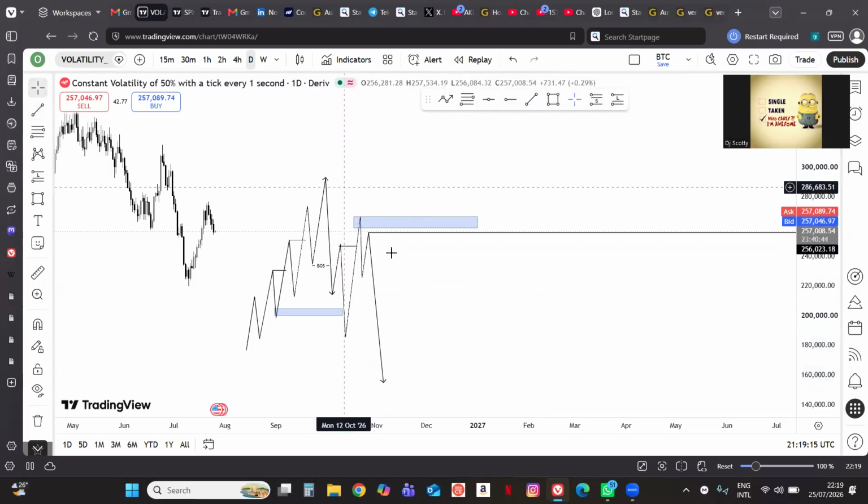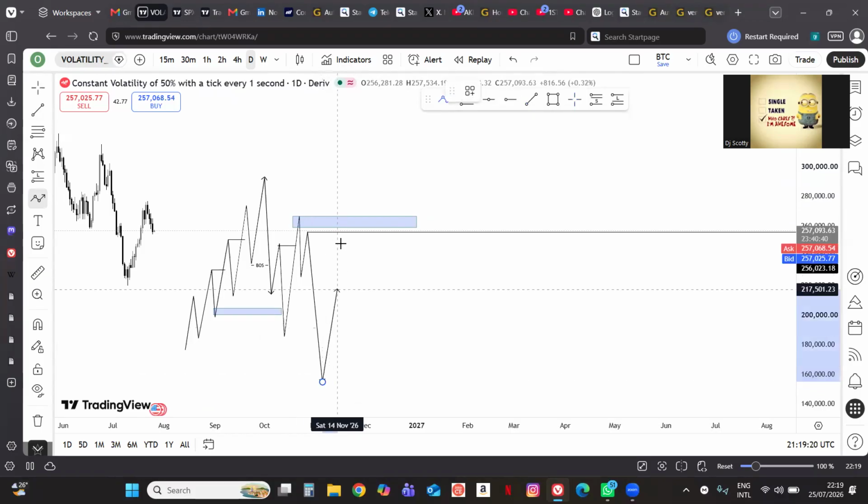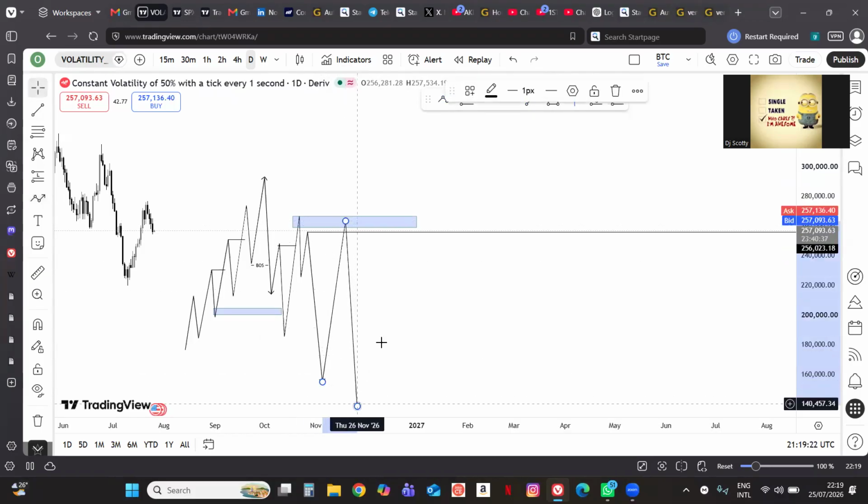This sweep here. Because of this and this sweep, the market has created this. So we are just expecting the market to come back into this zone and sell.